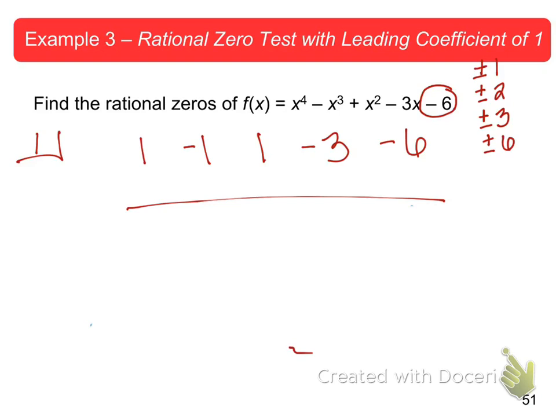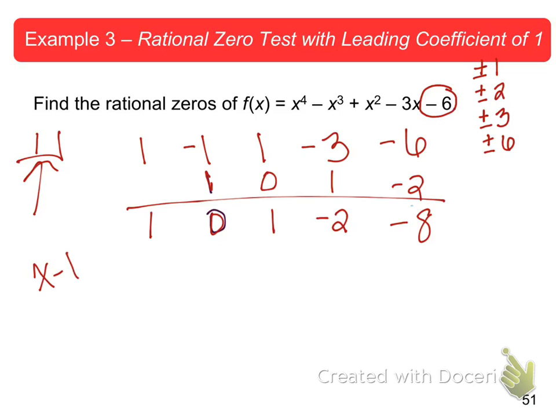Okay, so I'm going to pull down this 1. 1 times 1 is 1. Apparently I changed colors mid-way. Don't know how I did that. Okay, 1 times 0 is 0. 1 times 1 is 1. 1 times negative 2. Okay, so I got a remainder. So what does that tell me? That I used the wrong number. This is not a solution. X minus 1 is not a factor.